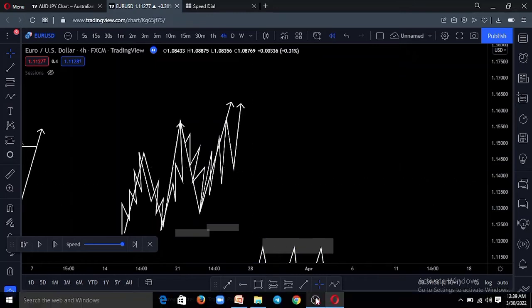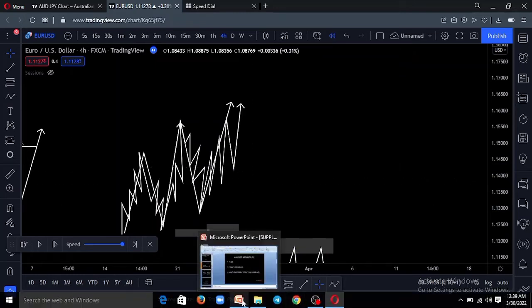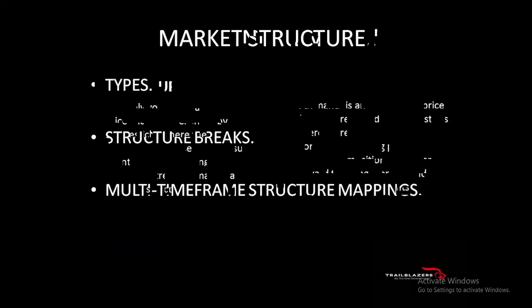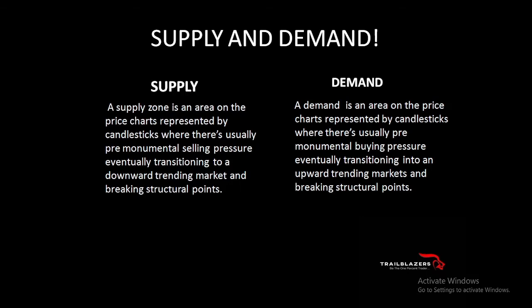Then we go straight to the next topic on the slide, which is supply and demand zones. As is written on the screen, this is how I understand a supply or demand zone. A supply zone is an area on the price chart represented by candlesticks where there is usually pre-monumental selling pressure, eventually transitioning to a downward trending market and breaking structural points.